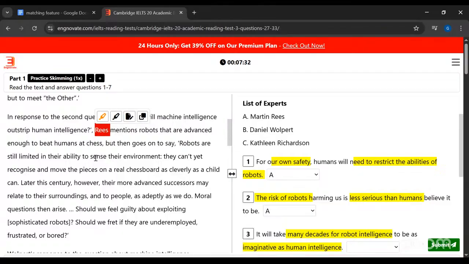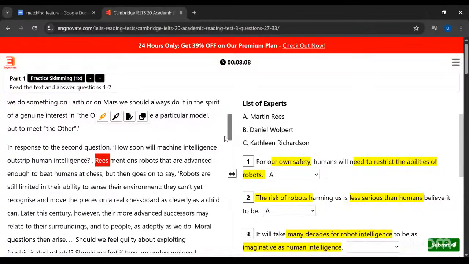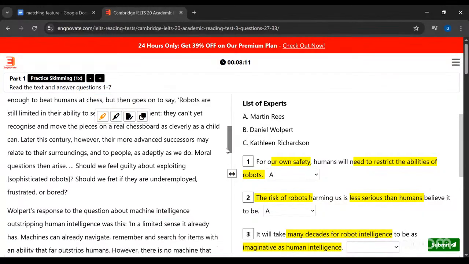What overall idea do you get for this paragraph? I think he is mentioning the disadvantage, the limitation of robots, that they cannot play chess in the real world as a child can. But there is no mention about safety, that humans have to restrict robots against their abilities. So I think we have to settle a bit down. Yeah, this is the next one.